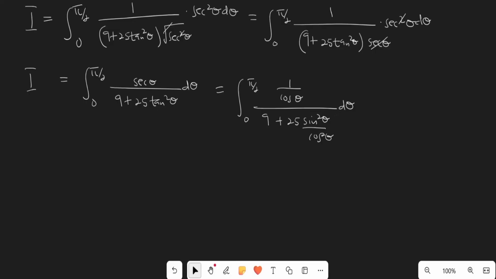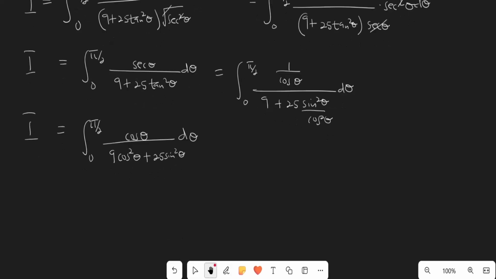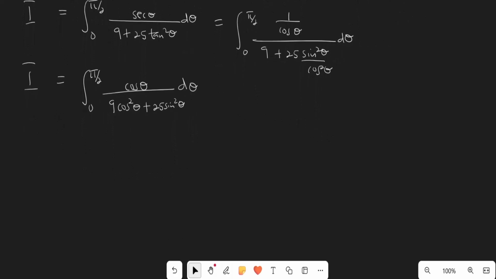Now we have to multiply the numerator and the denominator by cosine square of theta. So multiplying the numerator by cosine square of theta, we are going to have cosine of theta, all over the denominator multiplied by cosine square of theta to maintain equality. That is 9 cosine square of theta plus 25 sine square of theta. That is just multiplying the numerator and the denominator by cosine square of theta.